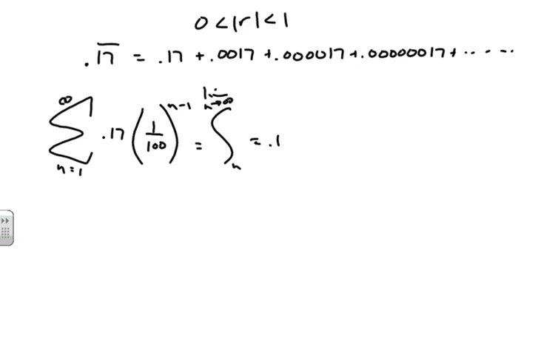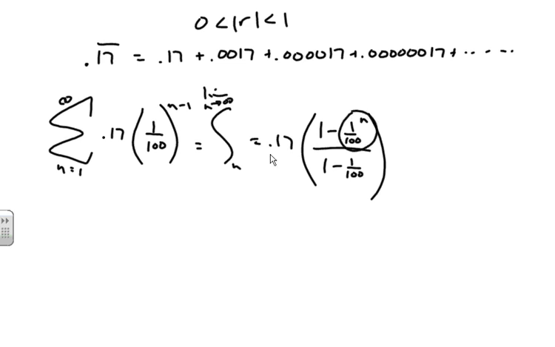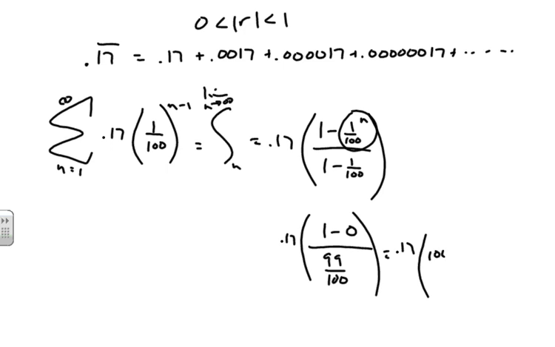This one, we have 0.17 times 1 minus 1/100th to the n, as n goes to infinity, over 1 minus 1/100th. We're fulfilling all the criteria. So going to infinity, we realize this is going to go to 0 again. So we have 1 minus 0. The bottom is going to turn into 99 over 100, and we have 0.17 on top. Simplifying a little farther, we have 0.17 multiplied by 100 over 99.